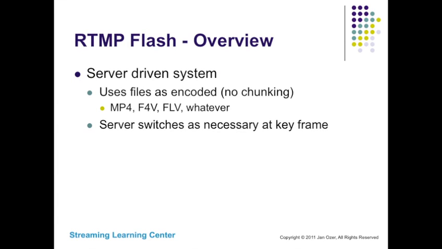With RTMP Flash, if you're producing for RTMP distributed via the Flash system, you encode your H.264 files as normal. You just produce multiple files, 4 iterations, 5 iterations, but they're normal MP4 files. And then the server, as I said, switches as necessary at a keyframe.